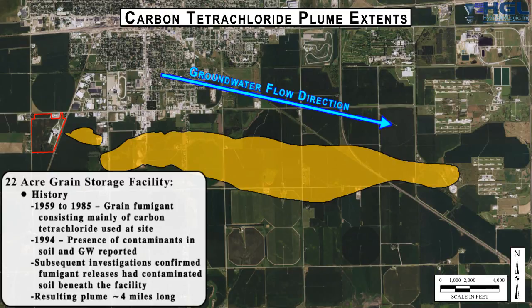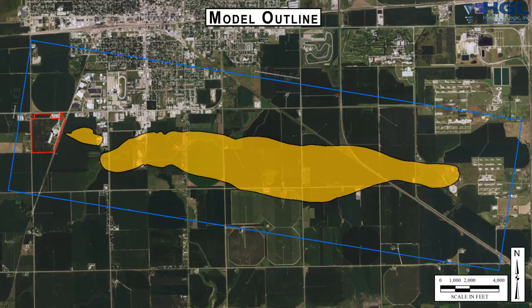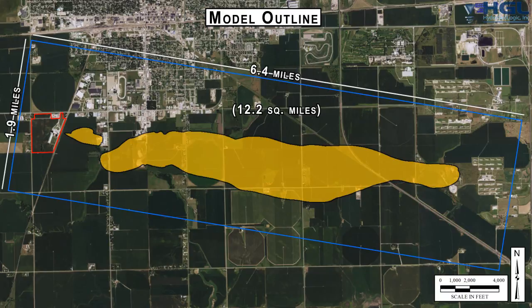HGL developed a groundwater flow and transport model to simulate how this carbon tetrachloride plume would migrate over time if left unabated, and to serve as a design tool from which alternative remedial action designs could be tested. The modeling domain is 12.2 square miles, which encloses the entire known extent of the groundwater contamination.